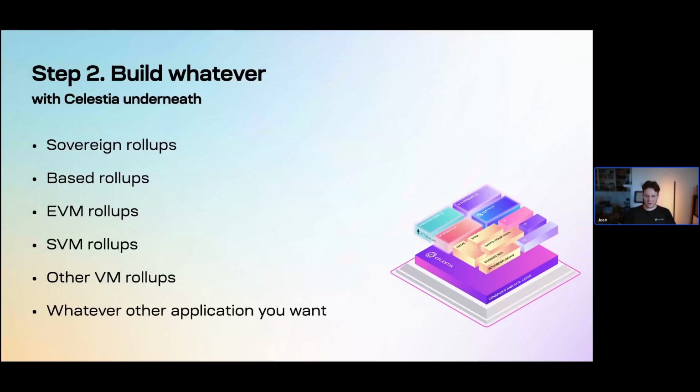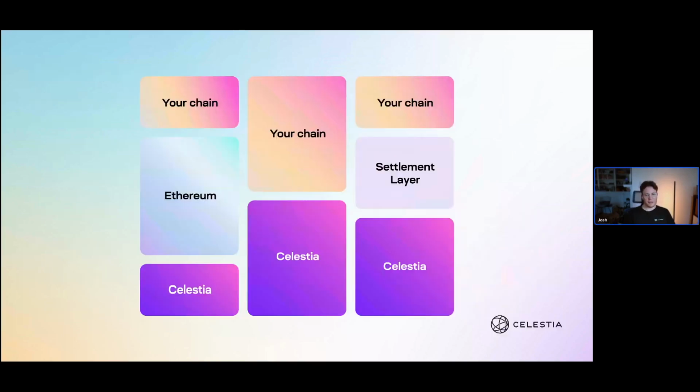On the right here, there's a graphic with some different configurations for how you could build these. And this is an example of what it would look like to build something that uses Ethereum for settlement and consensus, Celestia for DA, and has its own execution environment. In the middle we have something that's more like a sovereign rollup or a based rollup. And on the right, it could be whatever you want.